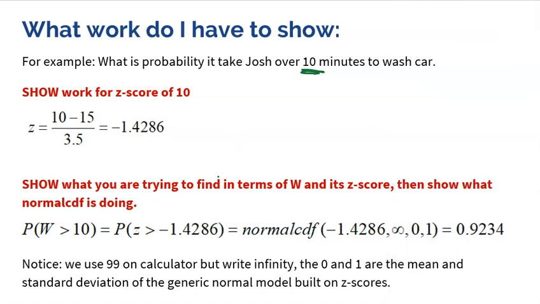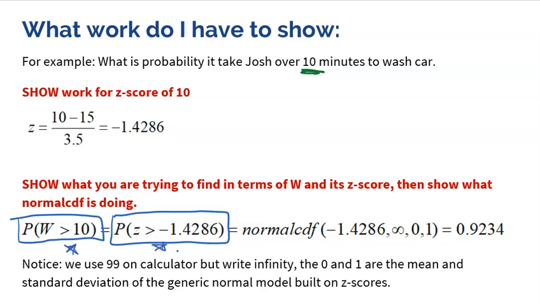Then the calculator is really going to do the rest of the work for you. What you have to do is label your answer properly. So first, I'm going to give the context. I'm finding the probability that it takes more than 10 minutes to wash a car. So W representing washing a car, and I'm looking for it to be more than, greater than 10. Now, this is equivalent to the z-score being more than negative 1.4286. Right? This is the z-score for 10 minutes in my particular problem. So these two statements are equivalent. One is in context to washing a car. One is the equivalent for a z-score. You have to show both of those if you want full credit.